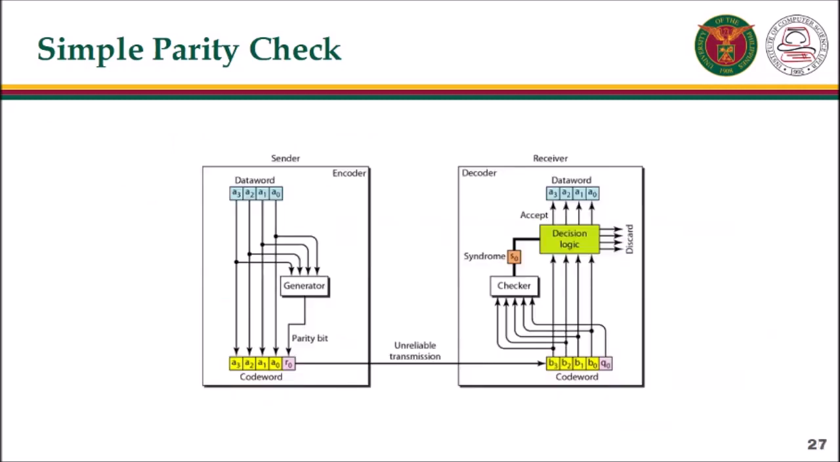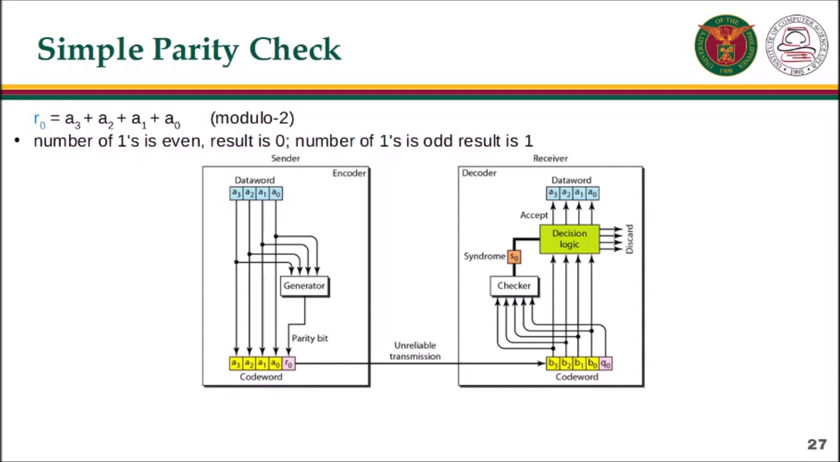Here is a possible structure of an encoder and a decoder. The calculation is done in modular arithmetic. The encoder uses a generator that takes a copy of a 4-bit data word and generates a parity bit r_0. The data word bits and the parity bit create the 5-bit code word. The parity bit that is added makes the number of ones in the code word even. This is normally done by adding the 4 bits of the data word. The result is the parity bit. If the number of ones is even, the result is 0. If the number of ones is odd, the result is 1. In both cases, the total number of ones in the code word is even.